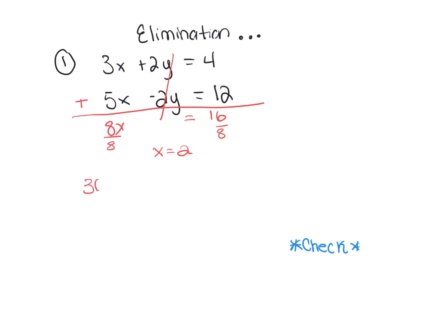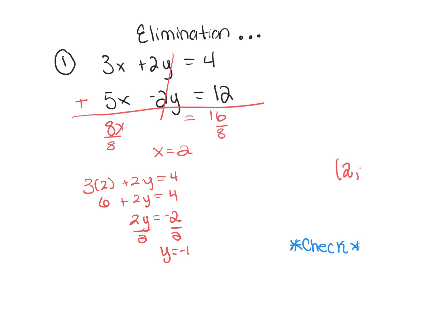So 3 times x, which is 2, plus 2y equals 4, so 6 plus 2y equals 4, minus the 6 over, so 2y equals negative 2, divide by 2, and y equals negative 1. So your solution is the ordered pair 2, negative 1. And that solution is the place where they would intersect on a graph.